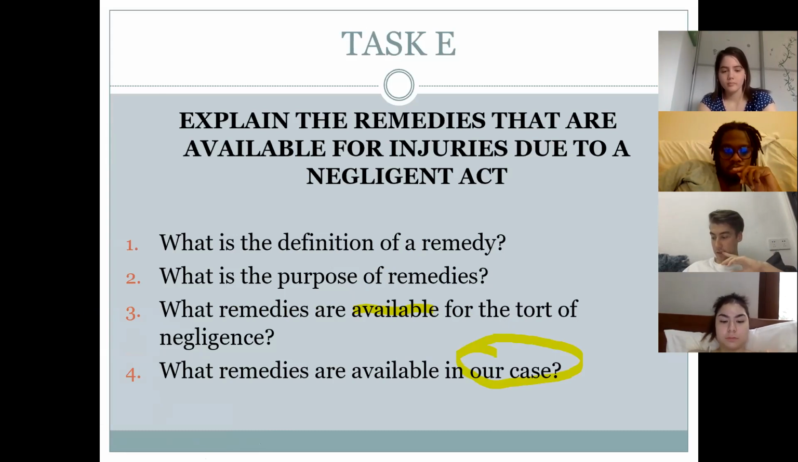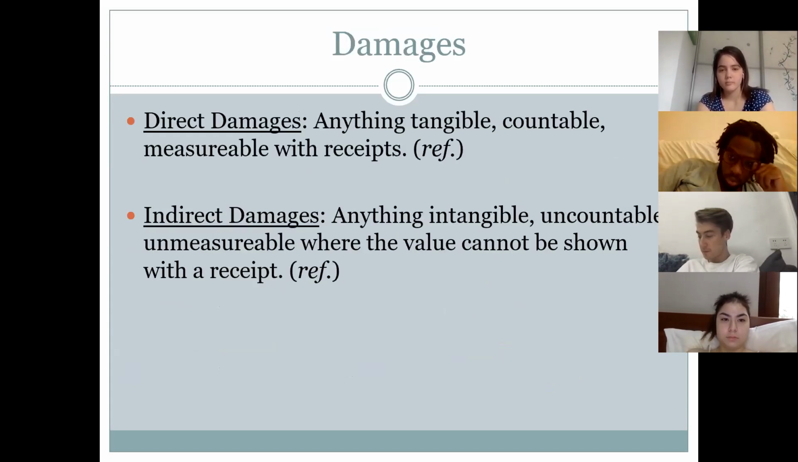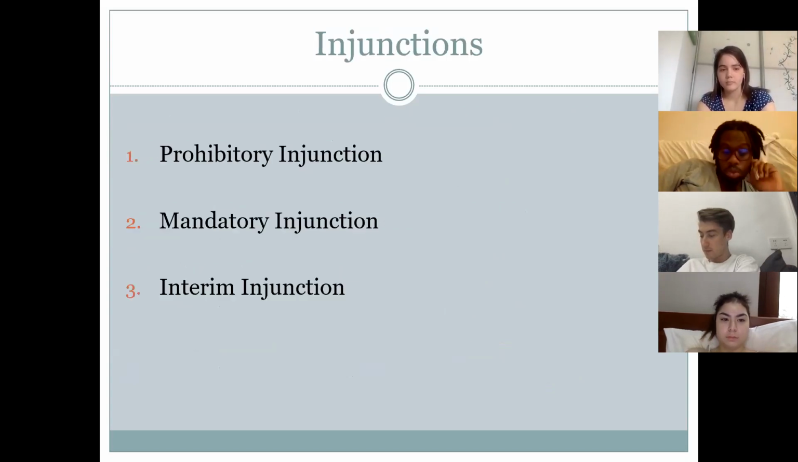What damages could he get? What direct, what indirect damages could he get? And could they get an injunction? So I even gave you some of the answers here and told you where I want references. You cannot copy my language. So I'm giving you my language, but you change it, use your own. Damages, direct, then indirect, injunctions, the three kinds.